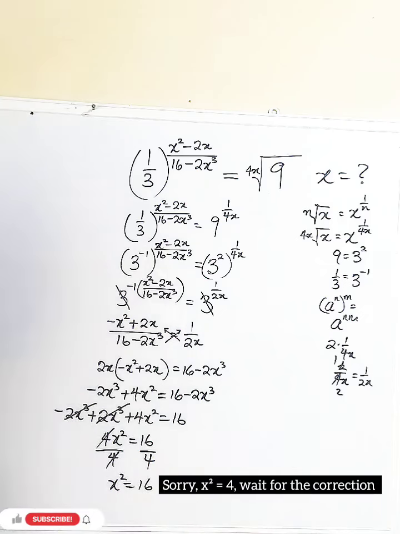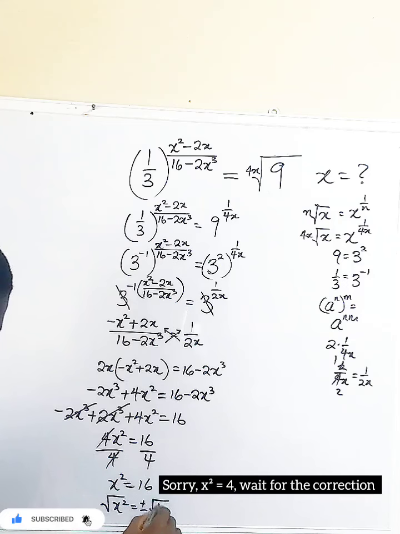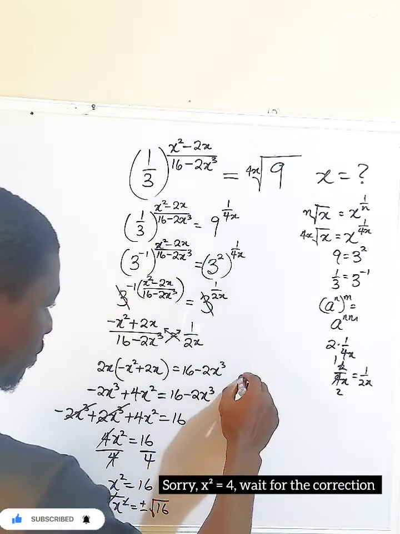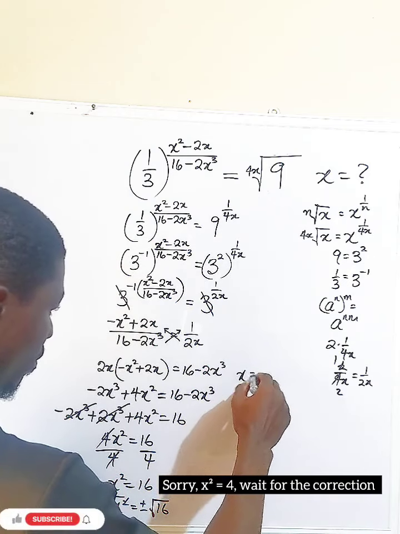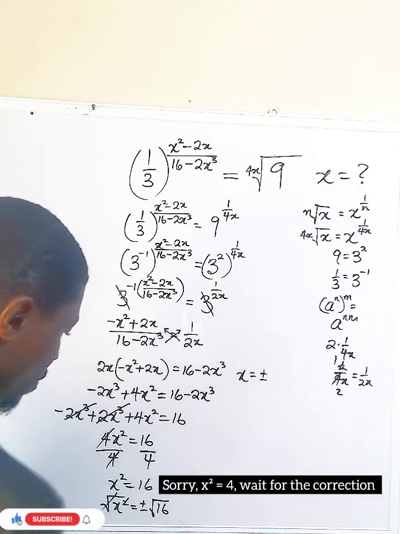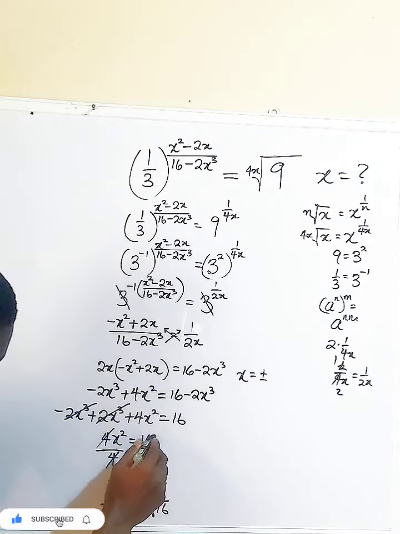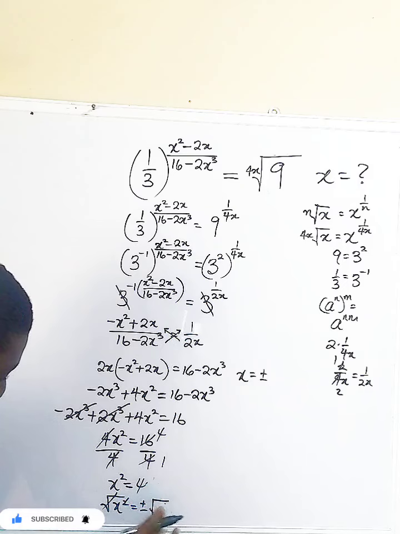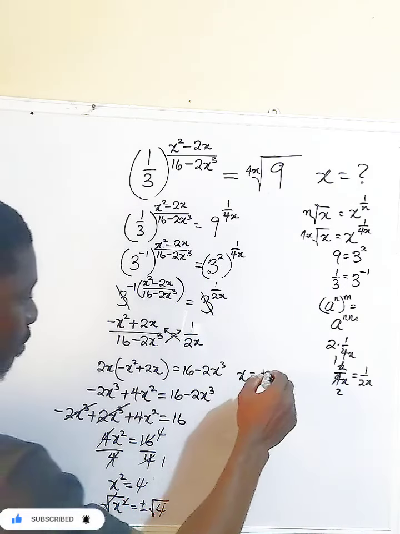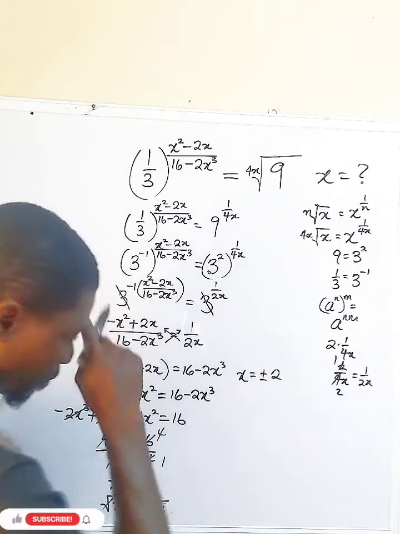16. Now finding the square root, square rooting both sides, we have the square root of x squared, then plus or minus the square root of what? 16. Then our x now becomes plus or minus 4 here, 1, 4 here, 4. So here you have 4. This one also becomes 4. And we end up having plus or minus 2.